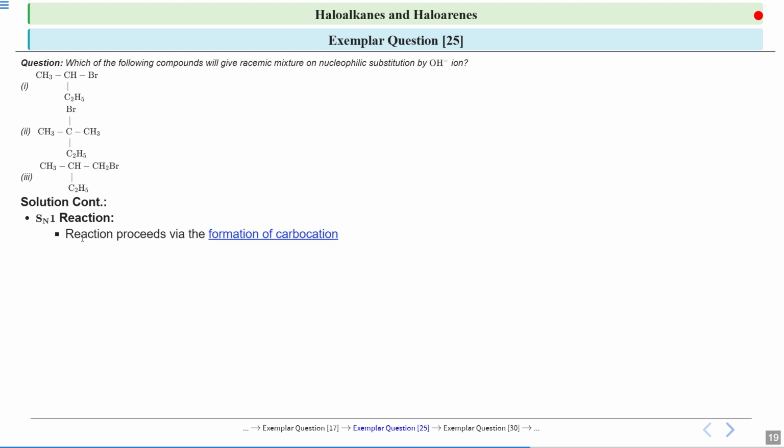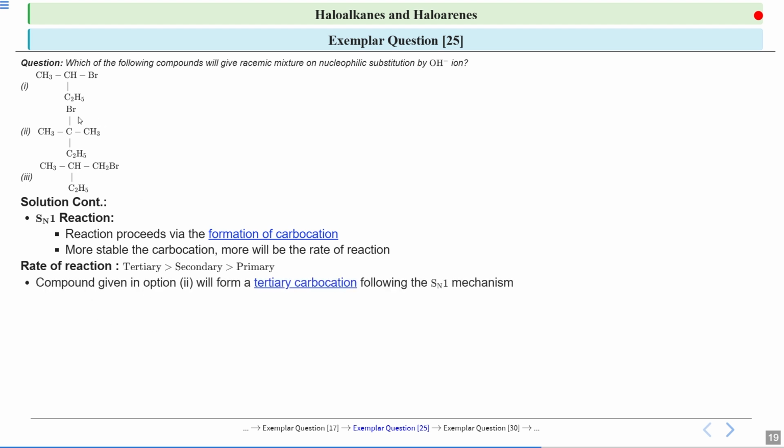So in the SN1 reaction, the reaction will proceed via formation of carbocation, right? Because the first step includes the formation of carbocation. The second step includes the attack of the nucleophile on the carbocation. So in the SN1 reaction, stability of the carbocation is the key factor. The more stable the carbocation, the more will be the rate of your reaction. So the rate of reaction is highest for tertiary alkyl halide, because it will provide a tertiary carbocation which is most stable. Then for secondary alkyl halide, and the least reaction rate is for primary alkyl halide, because it will give a primary carbocation which is least stable.